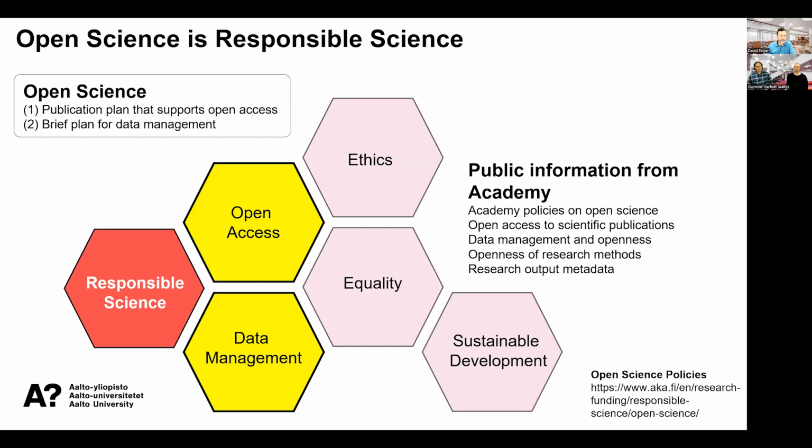And this is dealt with in the research proposal. You have to outline your commitments to open science and responsible science in general. So from the Academy's perspective, responsible science includes open access to research outputs, data management, research ethics, equality and non-discrimination, and sustainable development. And today we're dealing with open science or open access to research publications mainly, and data management. And the Academy of Finland has provided quite detailed information on their website. You can read about their open science policies, what they consider to be open access to scientific publications, data management and openness, or openness of research methods and research output metadata.